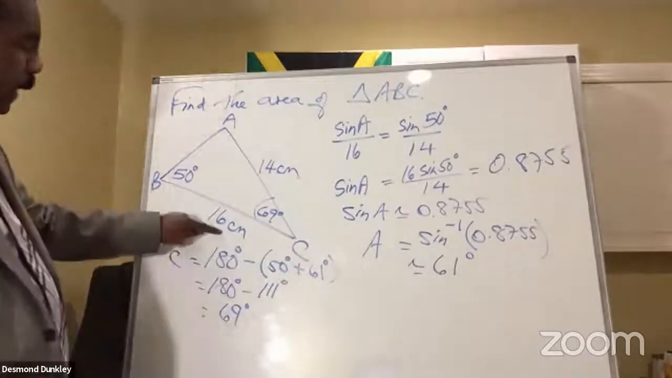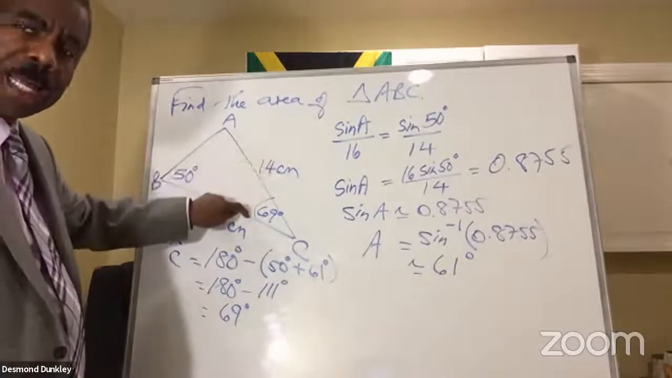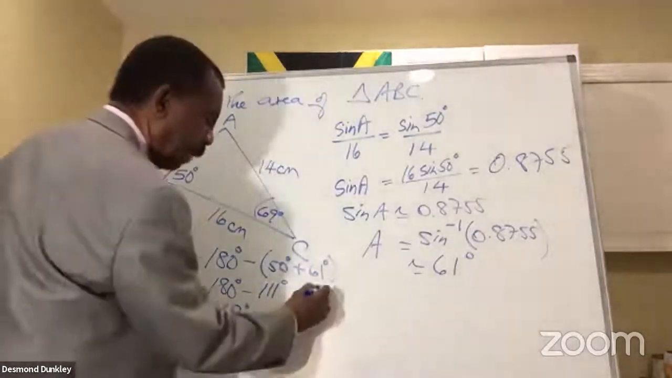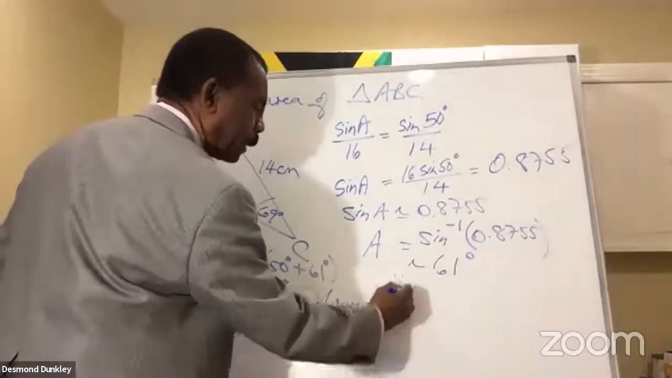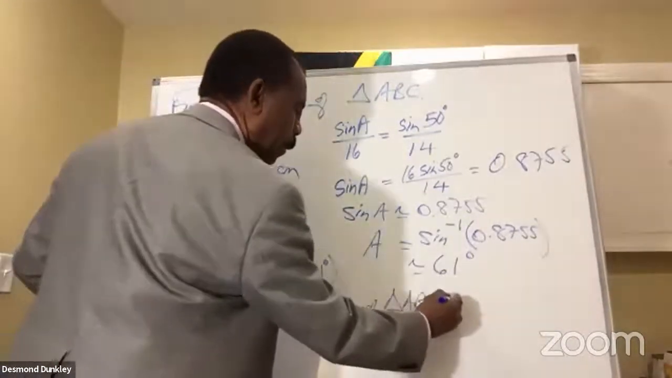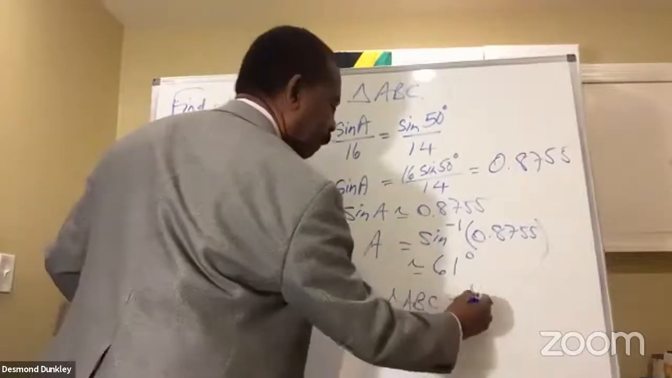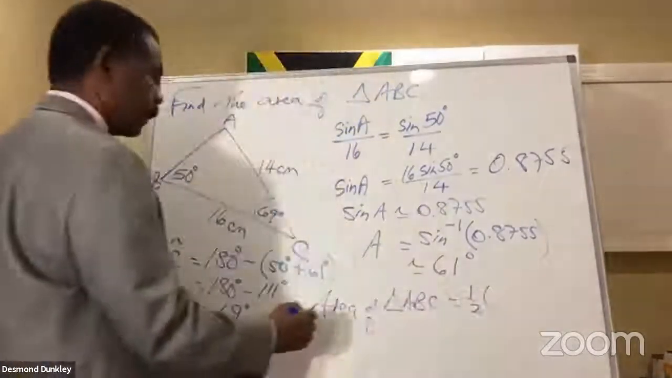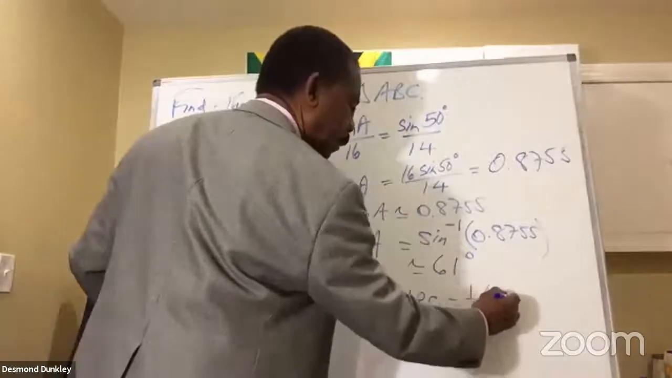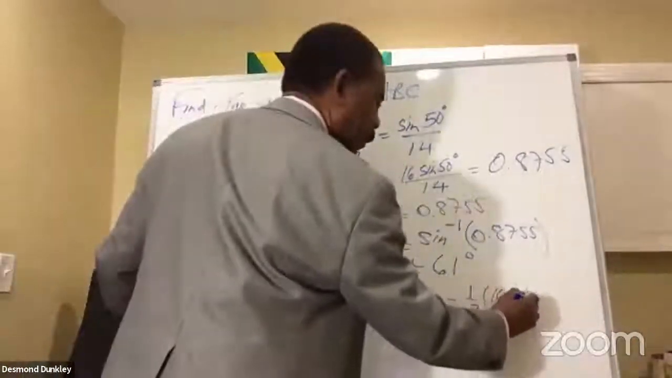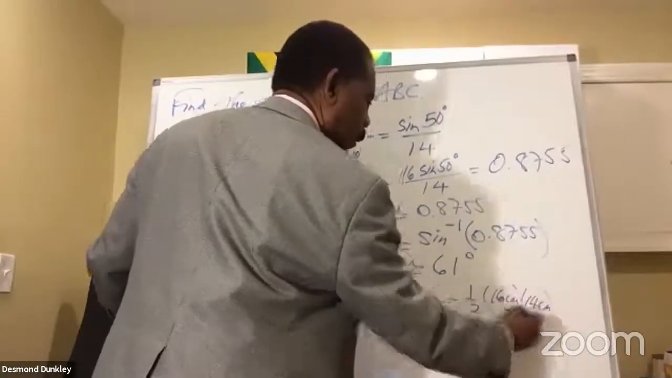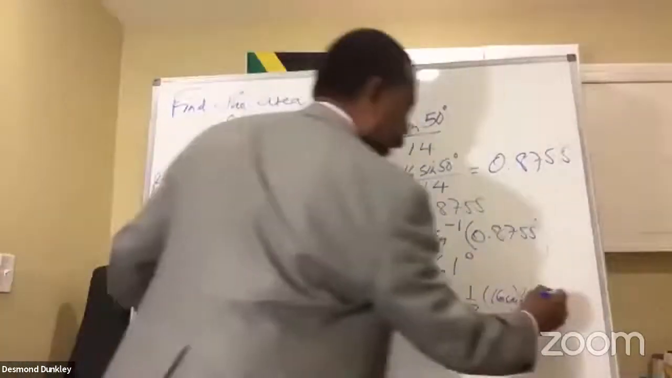I have 16 times 14 sine of 69. So the area of triangle ABC is equal to 1/2 times 16 centimeters times 14 centimeters times sine of 69.